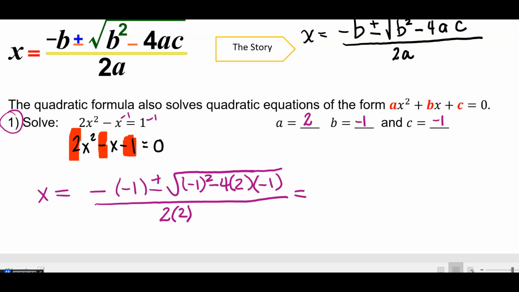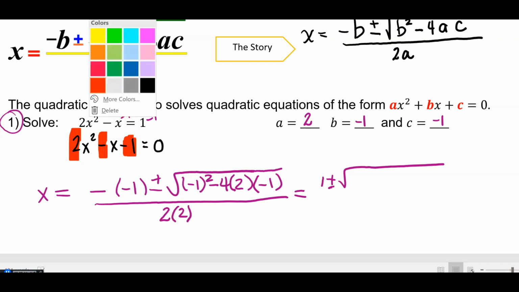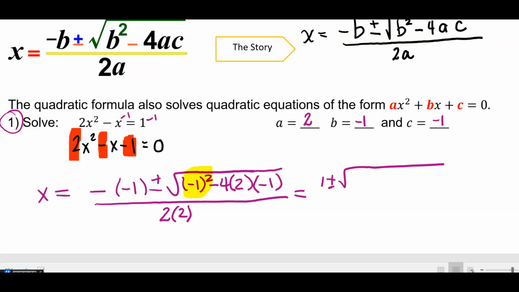All right, let's begin simplifying. So this part here, where we have negative of a negative 1, that is a positive 1. So I'm just going to write 1 here, plus or minus the square root of, all right, and then we have negative 1 squared here. So that's positive 1. So negative 1 squared is positive 1.